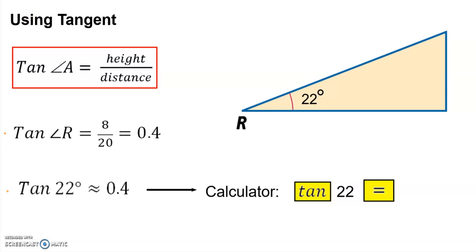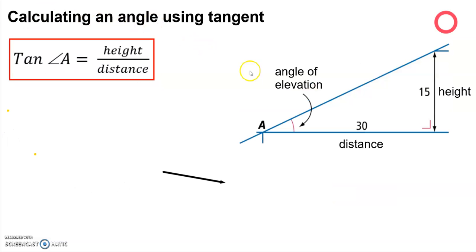In our last example, I'm going to show you how you can use the tangent formula to calculate an angle. Because when you take a good look at this picture, I do know the distance, I do know the height, but I know nothing about this angle. By using this formula, we can calculate the angle.